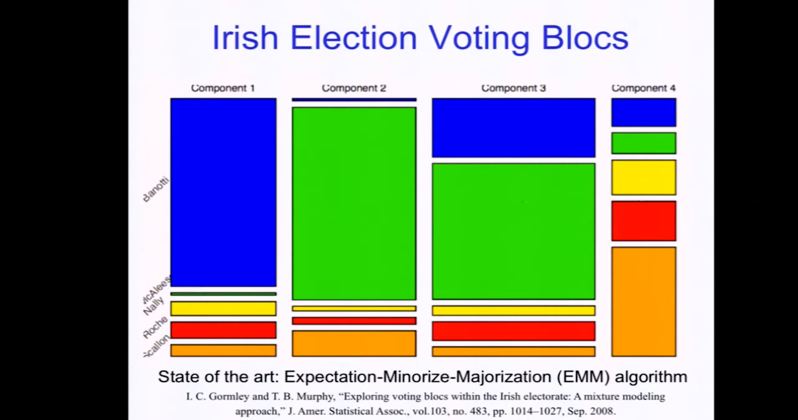So Goldman and Murphy used this to fit an Irish election data set. It's a real election data set, but only on the polling, so it's not real votes, because real votes are confidential. So the way to visualize it is that there are 5 candidates. Panoti means blue candidates, McAleese means the green candidates, Nally is yellow, and so on.